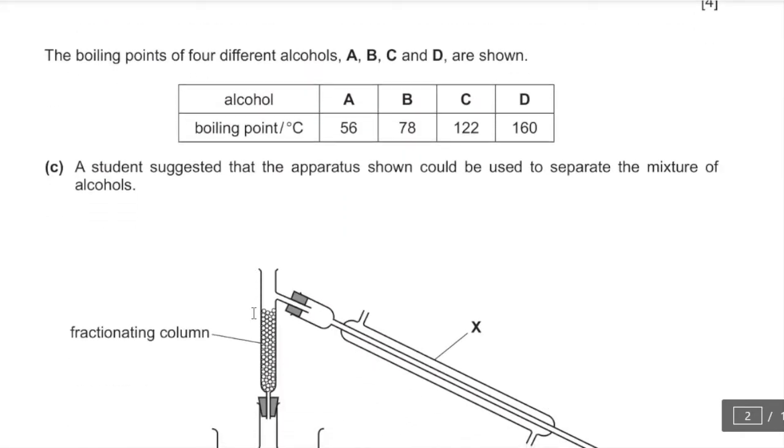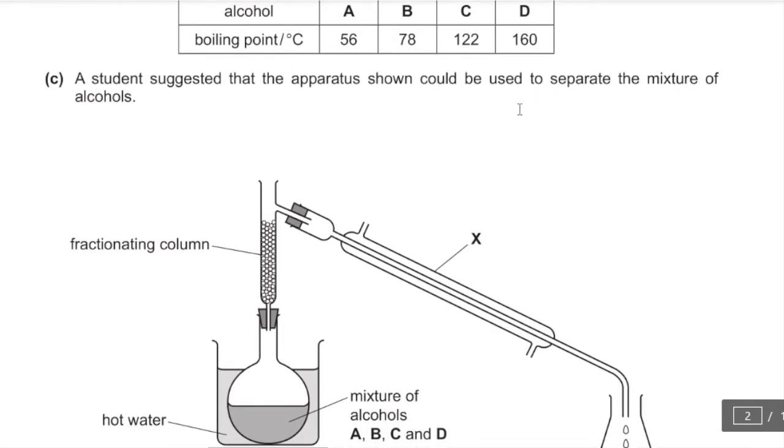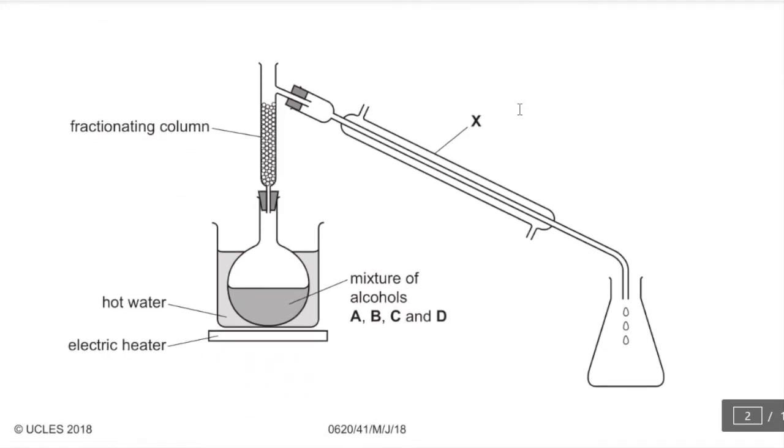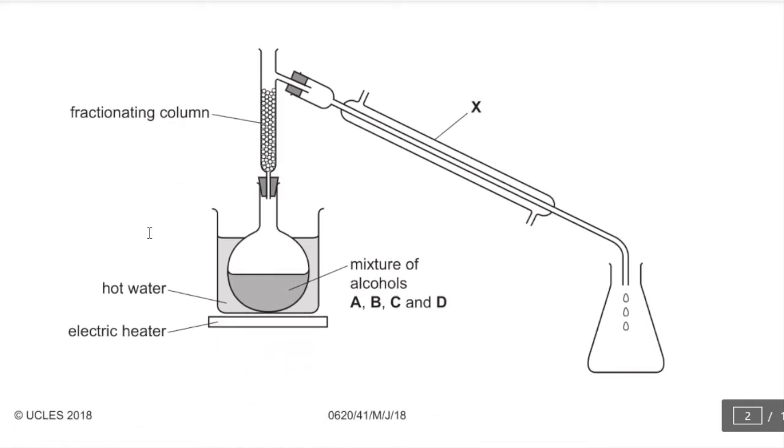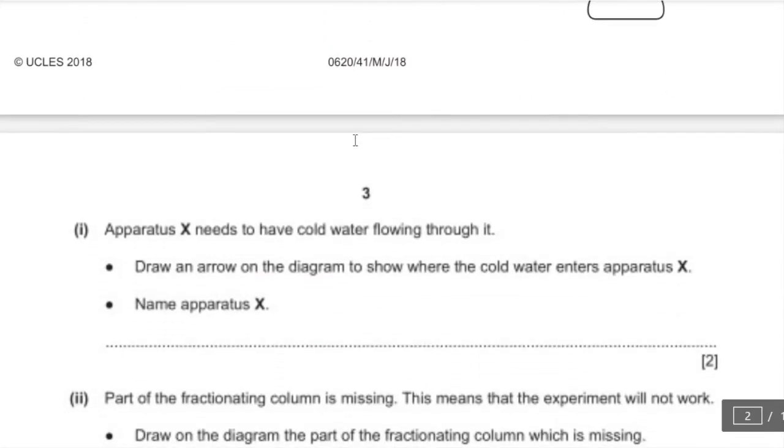The boiling points of 4 different alcohols A, B, C, D are shown. So as you can see, the boiling points are increasing from A to D. C. A student suggested that the apparatus shown could be used to separate the mixture of alcohols. So we have an apparatus for separating all of the mixture of these alcohols.